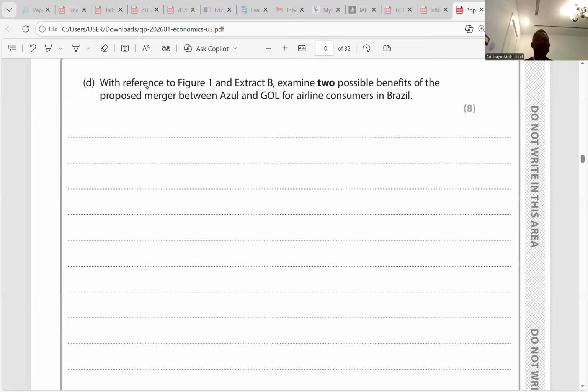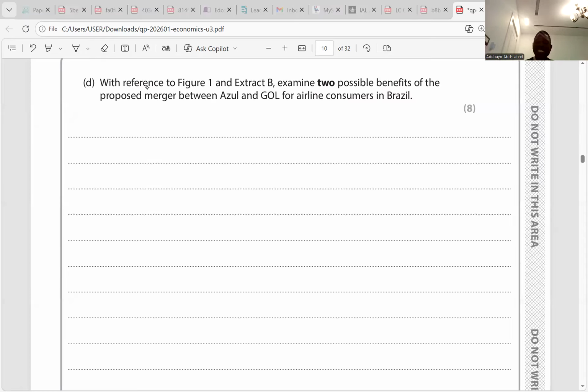So now my own. I wrote merger is the integration of two or more firms to operate as one entity. In this case, Azul and Gol. The merger between Azul and Gol will be beneficial for consumers in Brazil through the following ways. Number one, it will increase the number of aircraft which fly to different destinations, which allows passengers to move to different destinations. It is expected to increase from 150 to 200 destinations. It is stated there in the extracts. That increases the number of destinations for consumers.